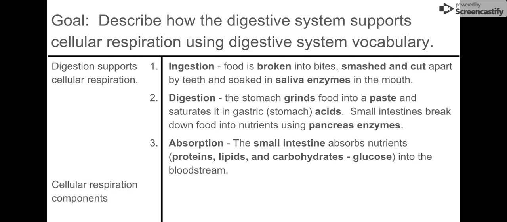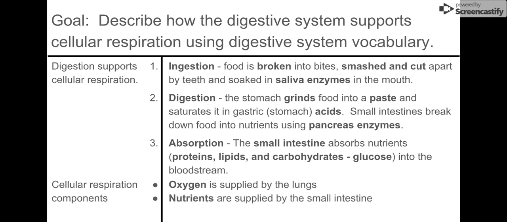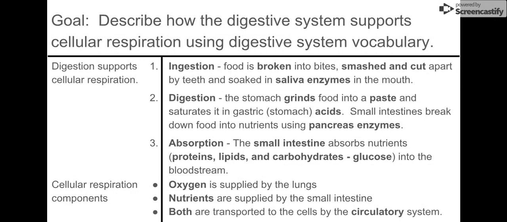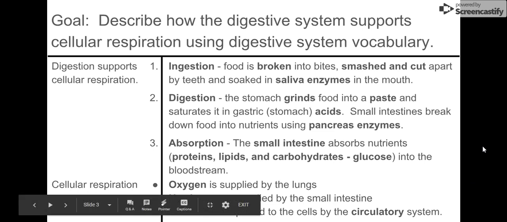Next up, for the cellular respiration components, what we have so far, we have the oxygen being supplied by the lungs. We have our nutrients being supplied by the small intestine. And then both of those are going to be transported to body cells by the circulatory system. Remember that all pickups of oxygen, pickups of nutrients, drop-offs of both of those into body cells is going to be done by capillaries in the circulatory system.